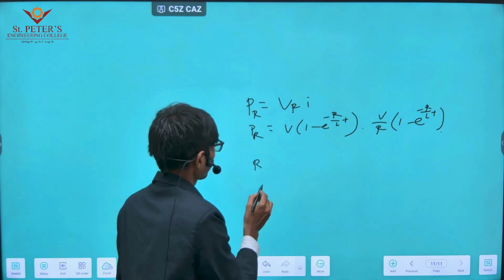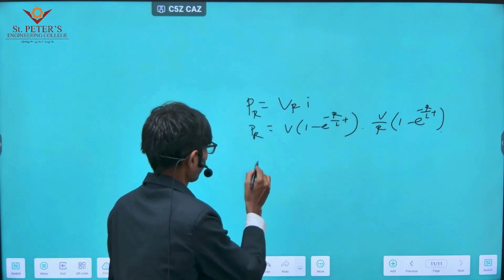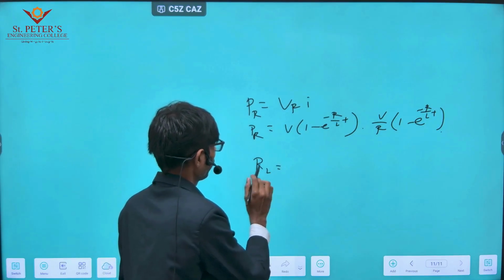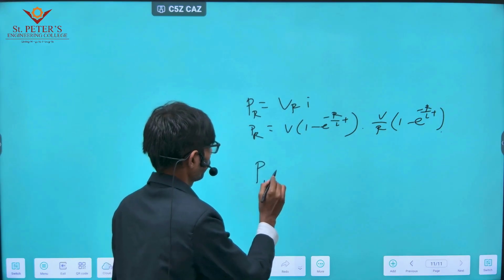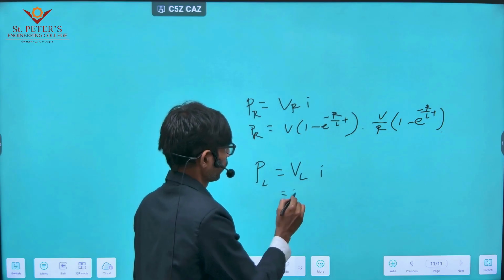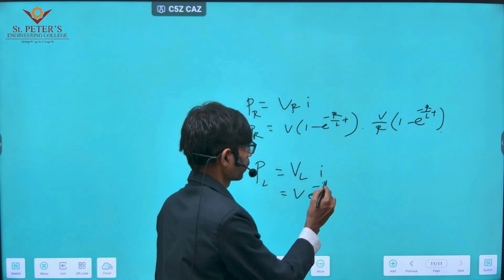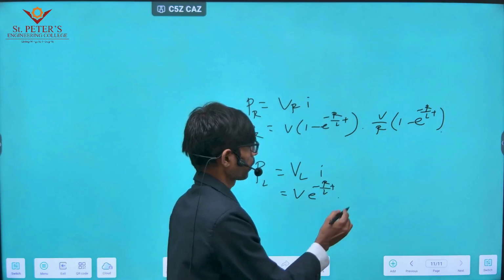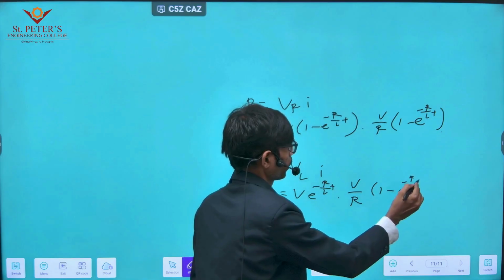And the power across the inductor, PL, will be the voltage across the inductor and the current. The voltage across the inductor will be V into e to the power of minus R by L t, and the current will be V by R of 1 minus e to the power of minus R by L t.